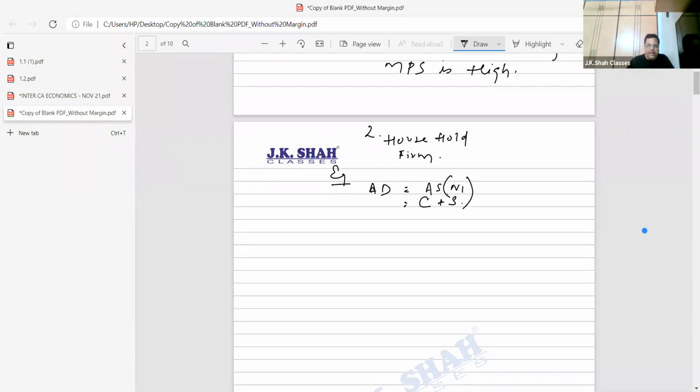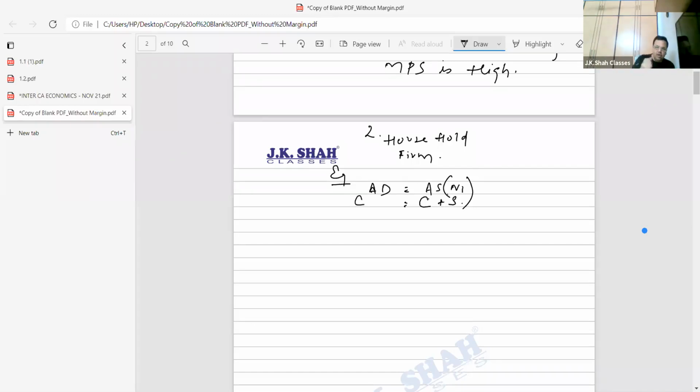Second, now look here, aggregate demand. Aggregate demand is what, students? We will demand goods for consumption, so the formula will be C. Now that particular income which is not spent on consumption, we say save. S comes here.